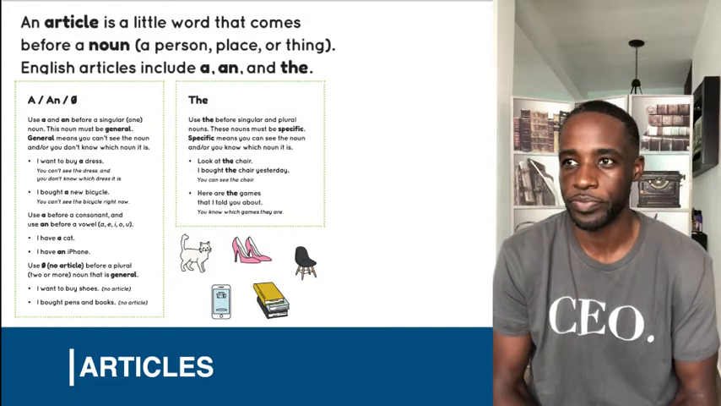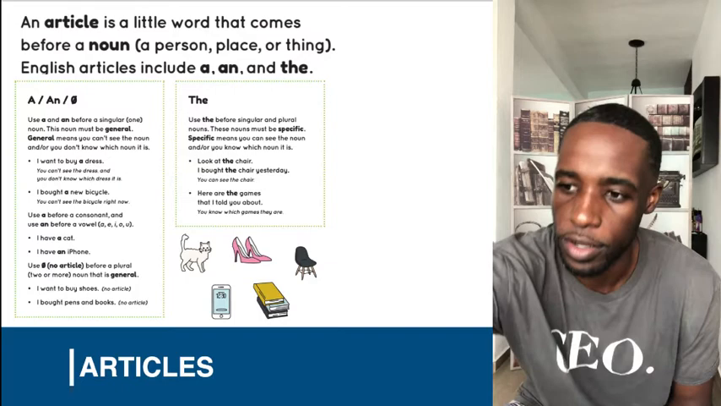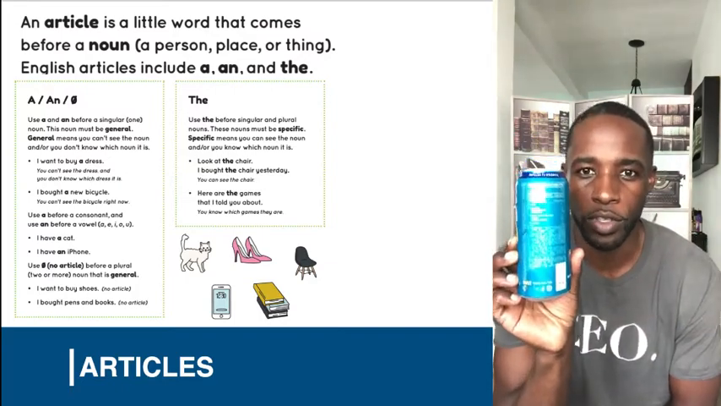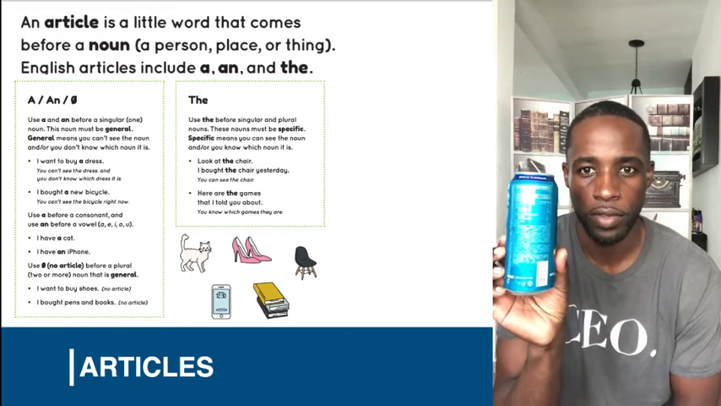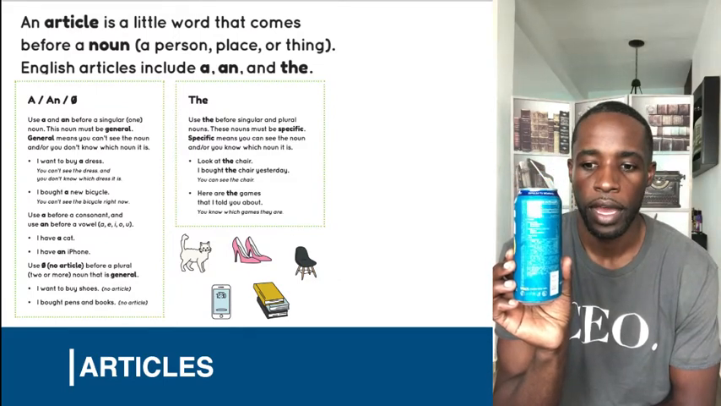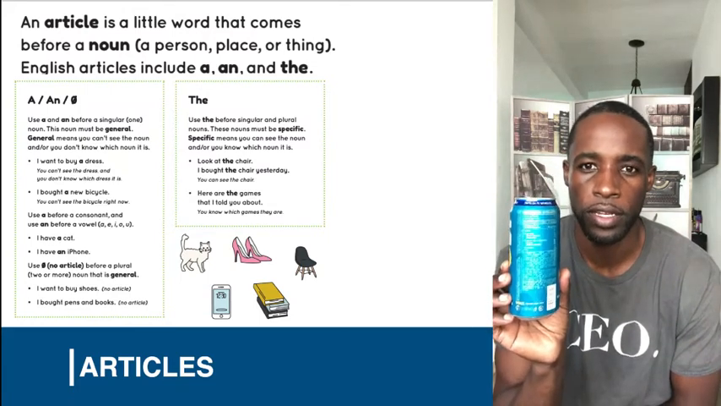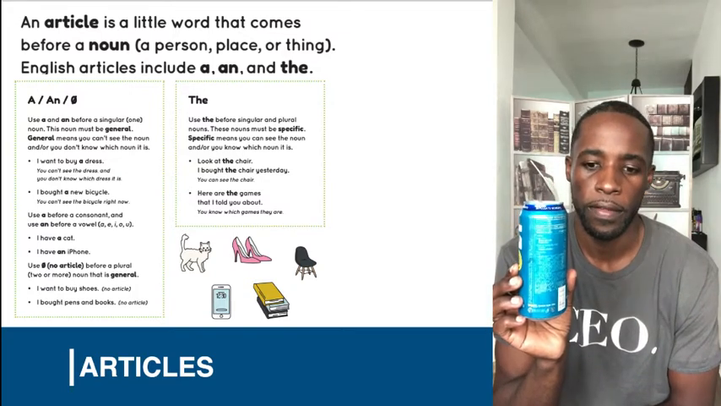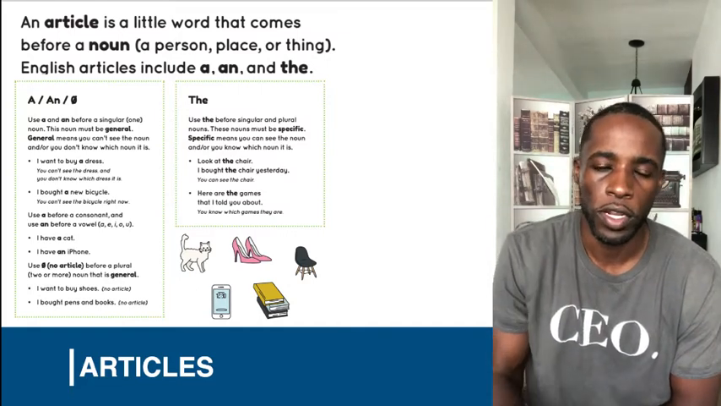So this is a good example. I have a can of soda. S is not a vowel, so that's a consonant. I have a can of soda. I need to find a store. I need to find a computer. So anything outside of a vowel, you want to use a.